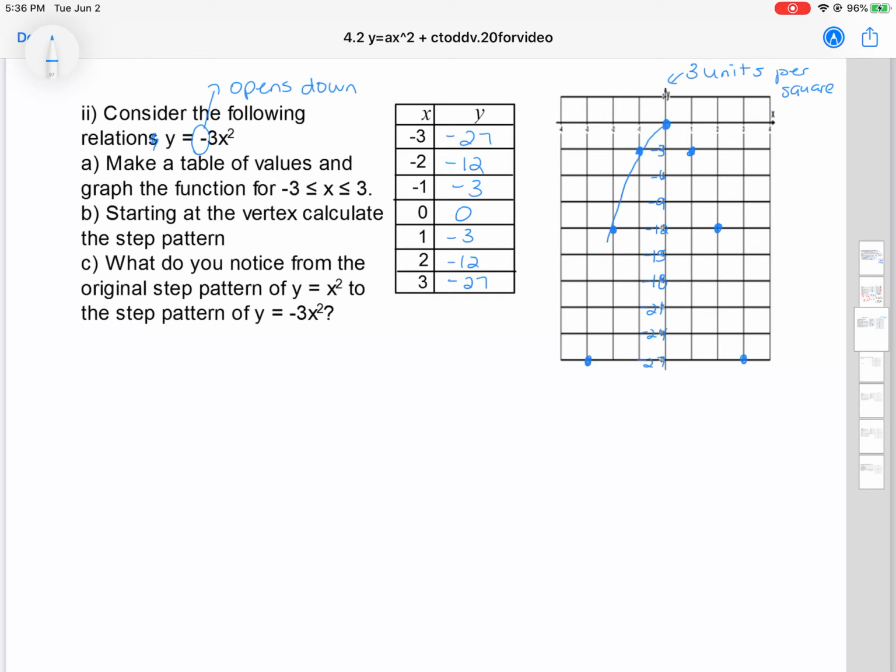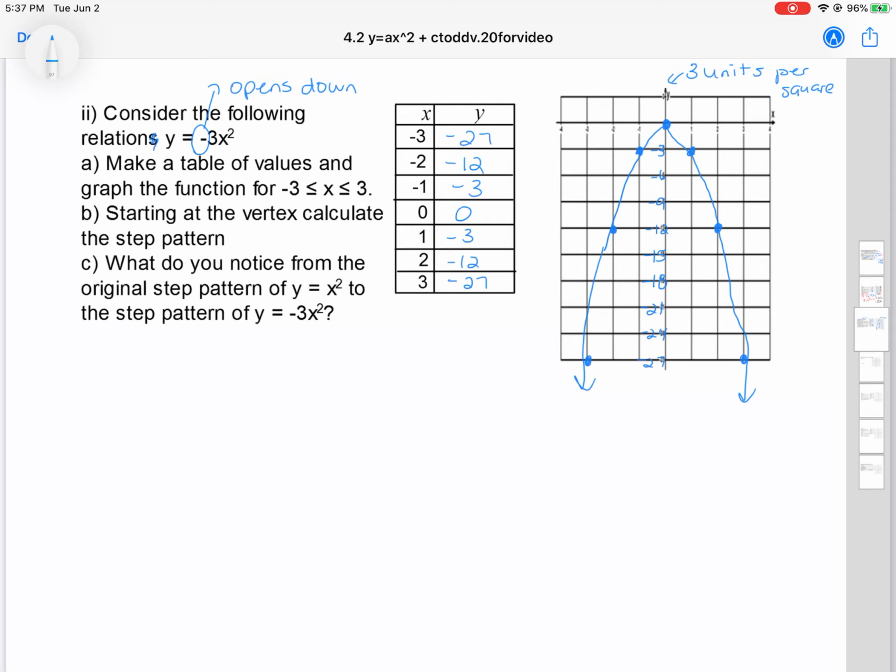So this looks skinnier, and it's called a vertical stretch. And then you're going to see what happens when you have a fraction or a number less than 1 as the A value. People say it looks fatter, and we call that a vertical compression.